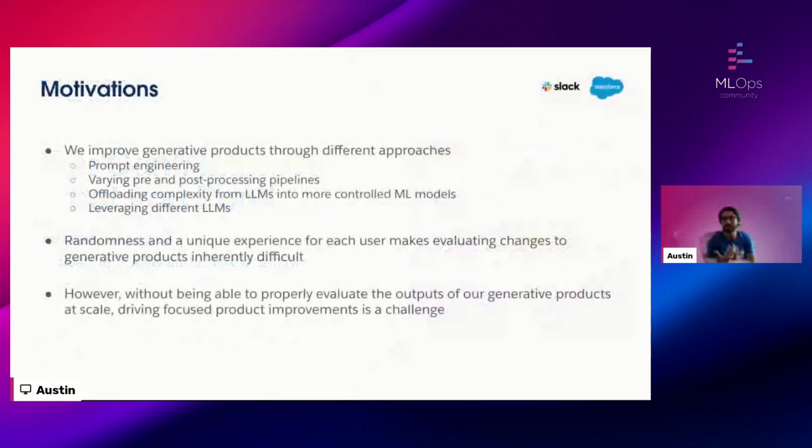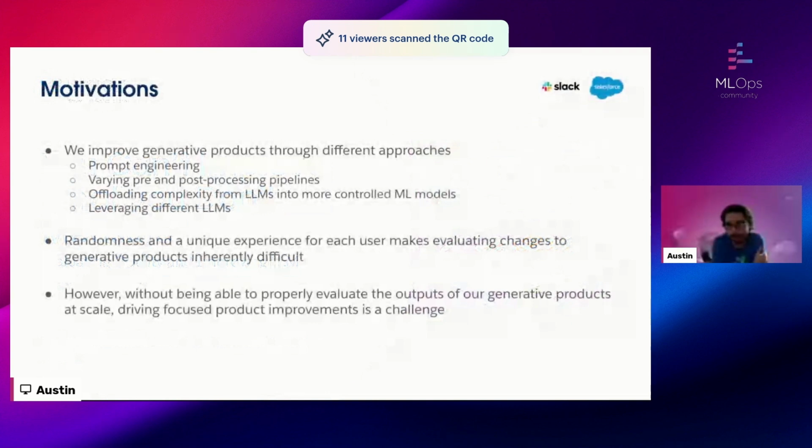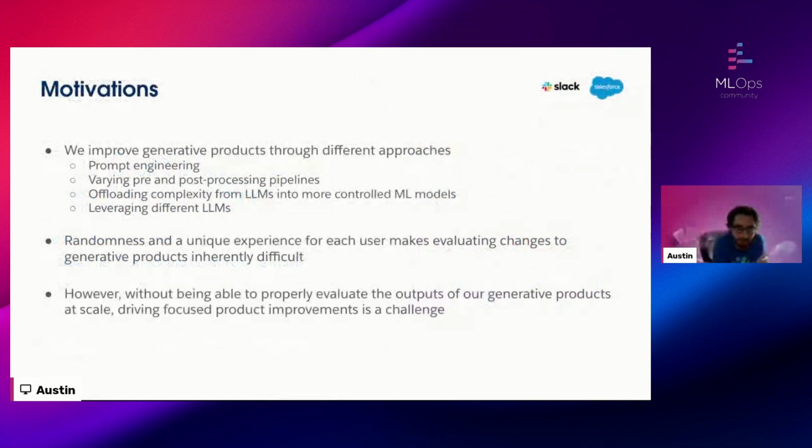To start, I just wanted to give a brief motivation of why this is an actual problem that we care about. The first being, we all improve our generative products through a variety of different approaches, whether it's through prompt engineering, using different pre or post processing techniques, leveraging different machine learning models. And we want to be able to evaluate the impact that these different approaches lead to on the outputs from our generative-based products. The difficulty comes from the fact that each user experience is very random and unique, but it's this unique experience that we actually want from AI.